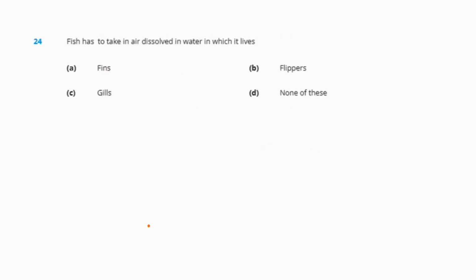Next. Fish has to take in air dissolved in water in which it lives using, that is, gills only, right? Option C. We know that fishes have special structures called gills to take in the air that is dissolved in the water body, right? So they breathe through a special organ called gills. Their breathing organ is gills only. So option C is the correct answer.